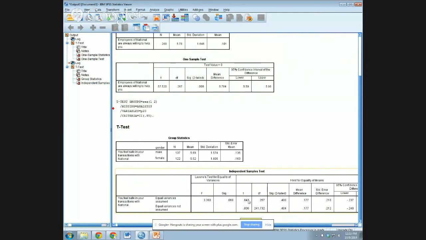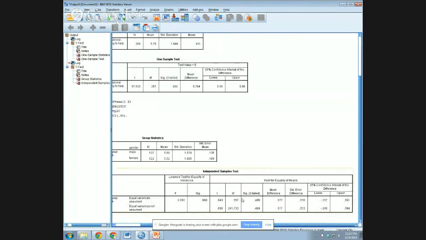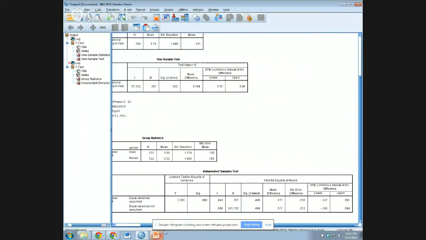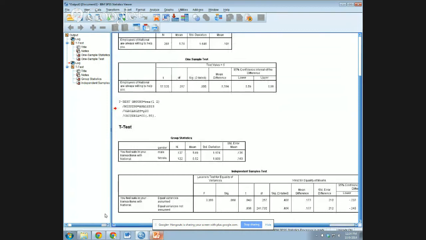So now we look at this, we see the test statistic is t is 8.843 with 257 degrees of freedom, and the significance was 0.40. What does 0.40 mean? Well, it means that, again, if we go back to this, if it's greater than 0.05, the test statistic is non-significant. We would support the null hypothesis. What was our null hypothesis? Our null hypothesis was that men and women feel equally safe in their transactions with National.